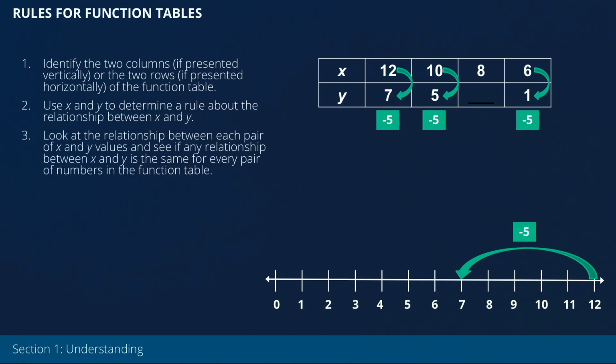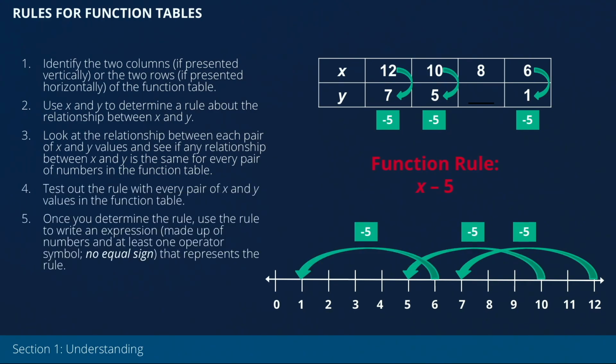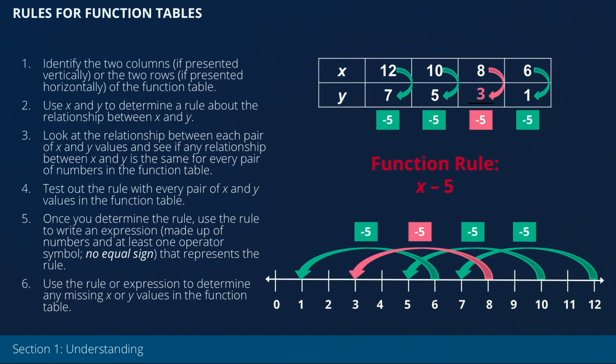What about 10 minus 5? That does equal 5. What about 6 minus 5? That does equal 1. So then what happens if I have 8 and I subtract 5? Well, 8 subtract 5 equals 3. So I could go ahead and put my 3 in there. And so I've seen that that rule works for all of my x and y values. And so I could write this as an expression as x minus 5.